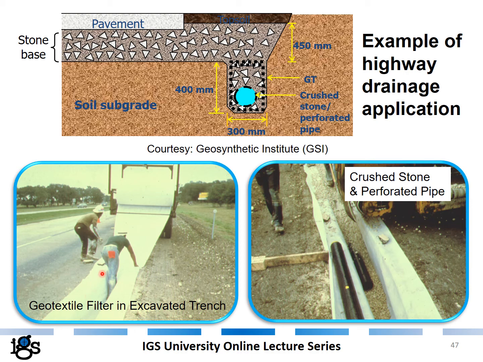In this picture, you see the laying out of the filter geotextile, and here the crushed stone and pipes are laid in, and then they will just close this section, and the subgrade will easily be drained from the excess water.